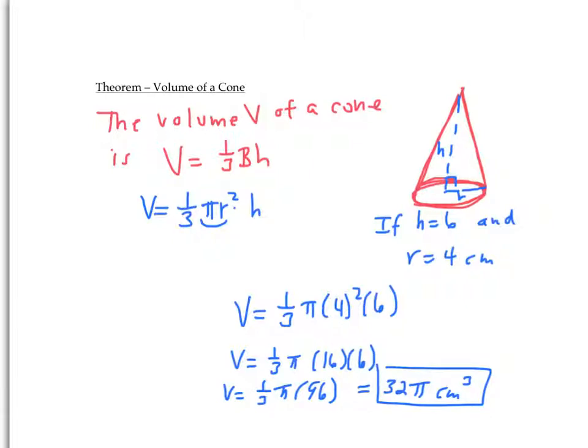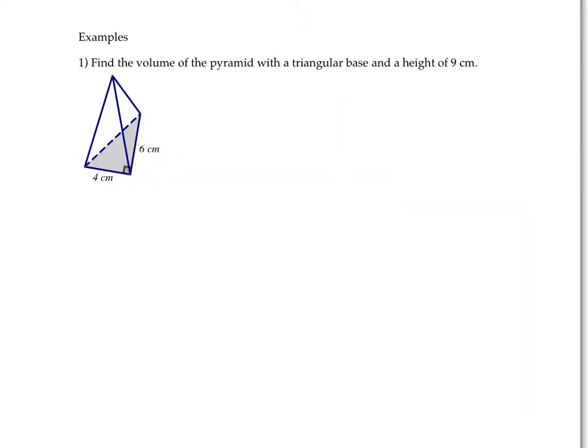Now, this is an exact answer because it's left in terms of pi. If you multiplied it out using your calculator, you would get approximately 100.5 centimeters cubed. Okay, next we'll do a few examples. It says that we're to find the volume of the pyramid with a triangular base and a height of 9 centimeters. Okay, so volume equals 1/3 times the area of the base times the height.